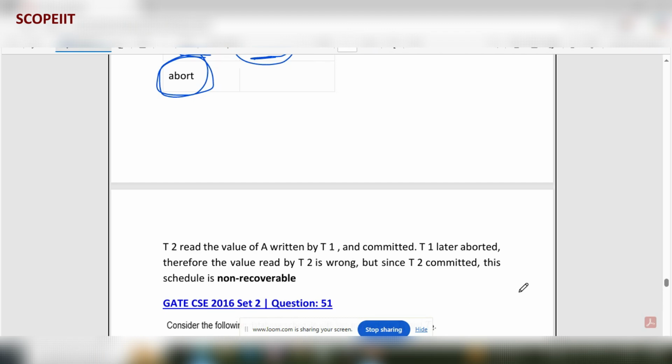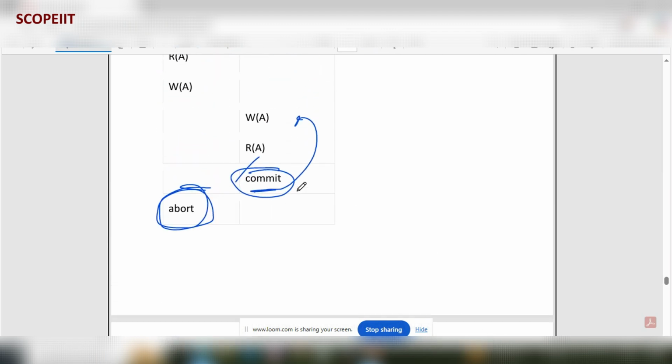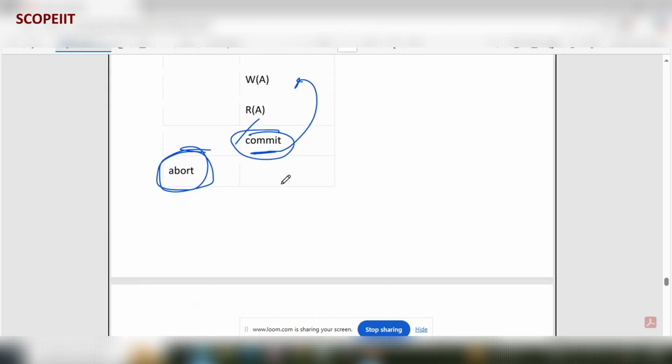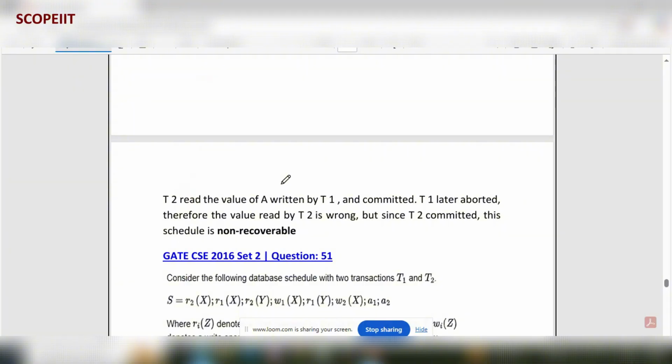Since T2 is committed, you can see here T2 is committed, because of that we cannot roll back. So that's why it is a non-recoverable schedule. So I hope it's clear.